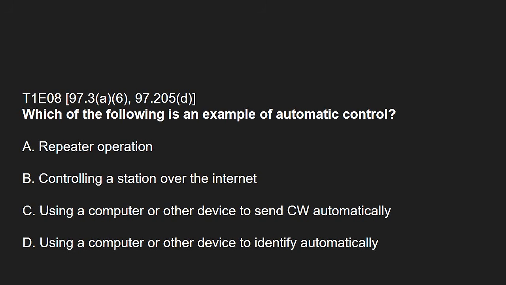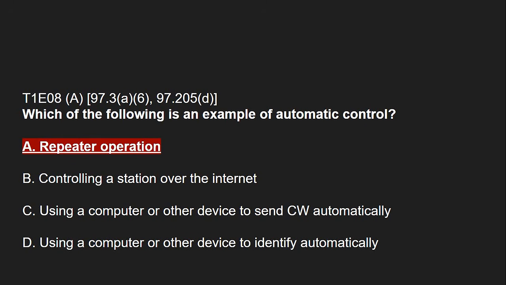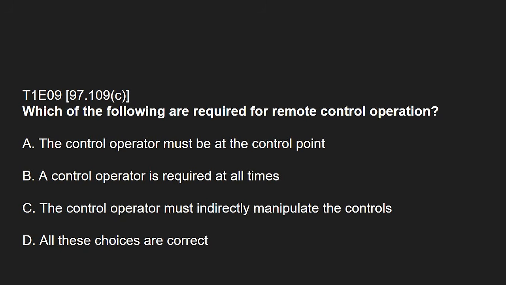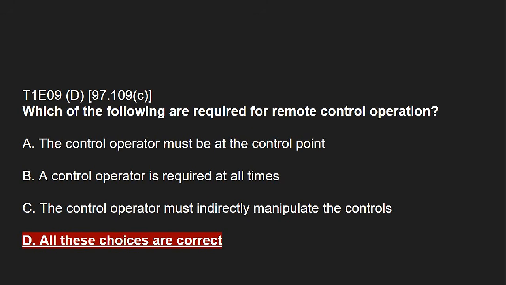T1E08, which of the following is an example of automatic control? That would be repeater operation. T1E09, which of the following are required for remote control operation? The answer is all of the above: the control operator must be at the control point, a control operator is required at all times, and the control operator must indirectly manipulate the controls.